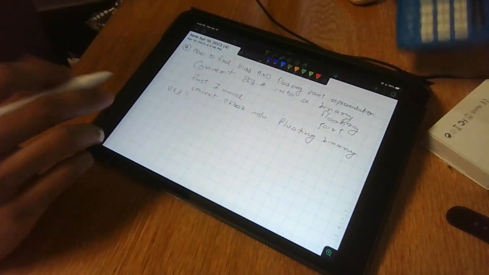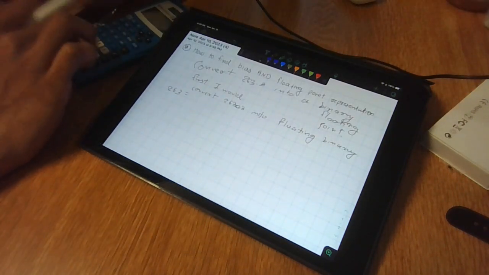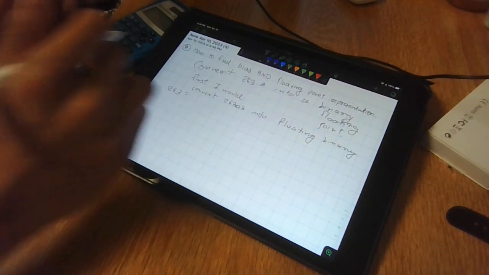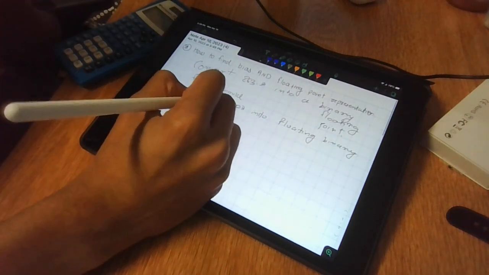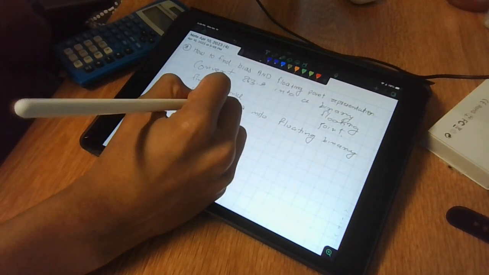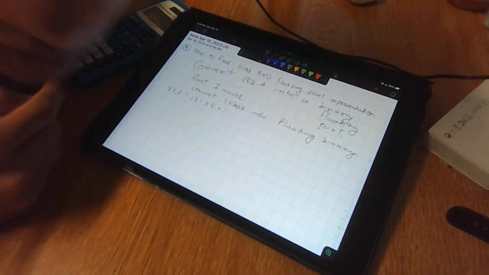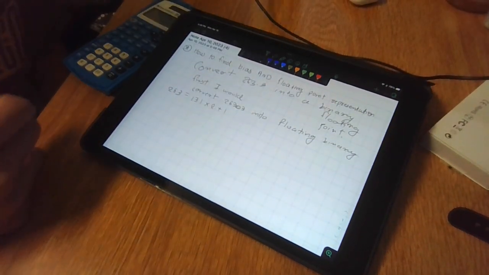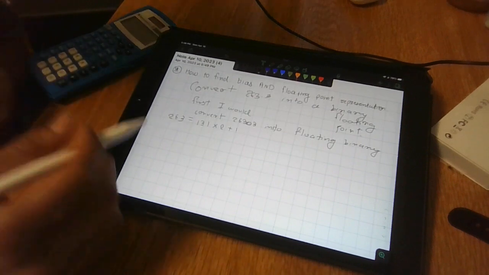So 263, here is the calculator, and 263 divided by 2 is equal to 131. So you have 131 times 2 plus 1. Here the remainder is 1. Sorry, I'm just checking if it's recording good enough. It is recording good enough.